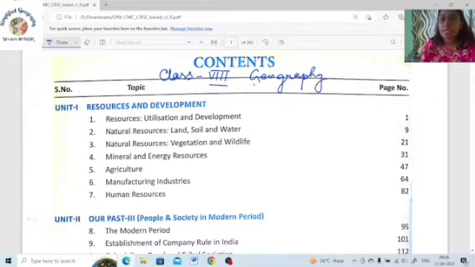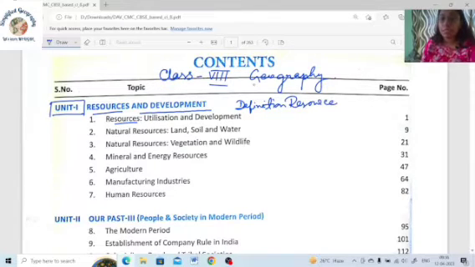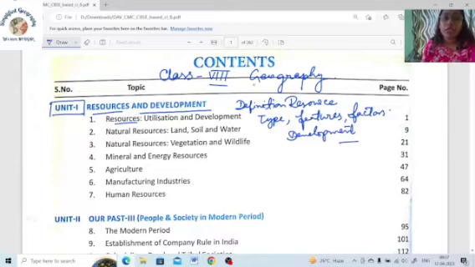In Class 8 Geography, what is there in Unit 1? That is Resource and its Development. There are all 7 chapters you are seeing. The first chapter we will take up today. In this chapter we will understand the definition of resource, then the different types of resources, the features of resources, and the factors of utilization and development. These 5 things we will cover in today's lesson.